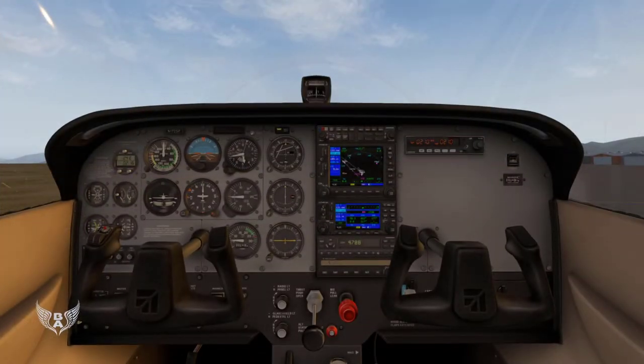Now we're in the cockpit of the Cessna 172 Skyhawk. You can see that we have a very simple dashboard arrangement. On the left-hand side, or the port side, we have the captain's position, which is where the bulk of our avionics and controls are. On the right-hand side, or the starboard side, we have our co-pilot's position.